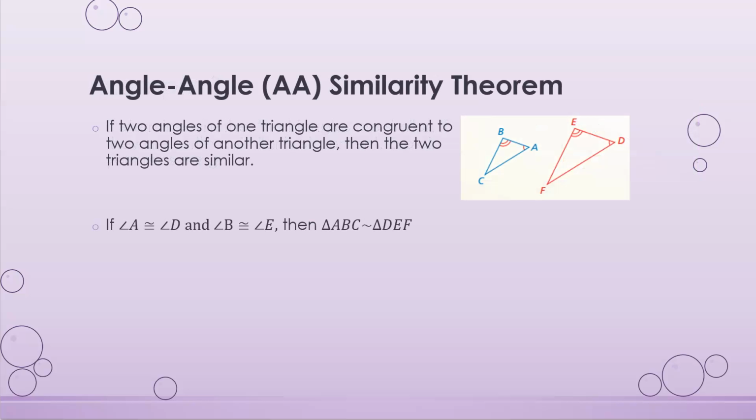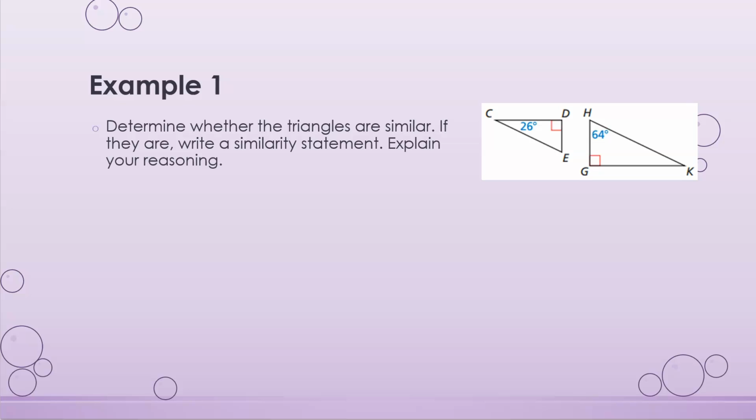So I just wrote down, if angle A is congruent to angle D and angle B is congruent to angle E, then the two triangles, that little squiggly mark, means similar. So I have an example here. It wants me to decide if these two triangles are similar. If they are, I need to write the similarity statement, and I need to explain my reasoning. So it gives me two triangles. They both have right angles, and then it gives me two different angle measures. It gives me 26 and 64.